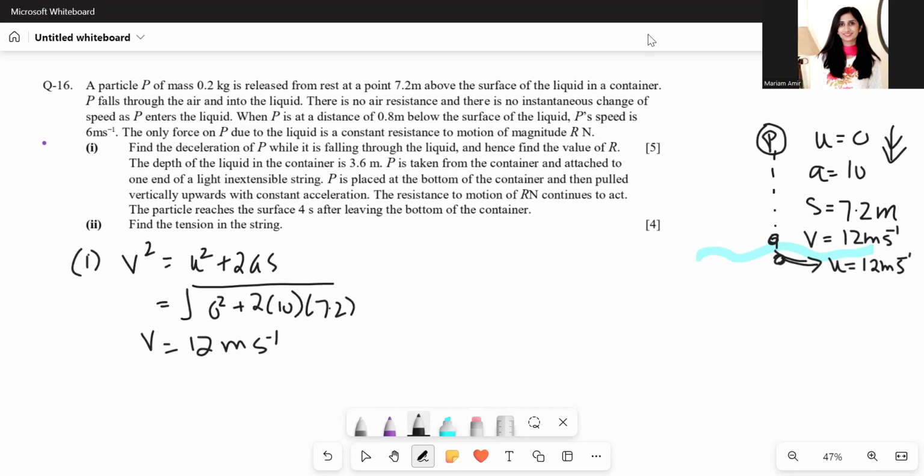There is no air resistance and there's no instantaneous change of speed as P enters the liquid. When P is at a distance of 0.8 meters below the surface of the liquid, so when this distance is 0.8 meters, P's speed is 6 meters per second. So here we can say that V is 6 meters per second.